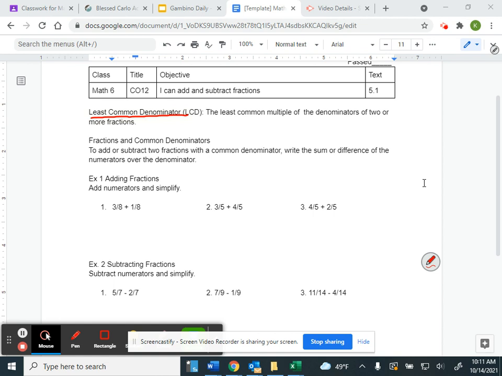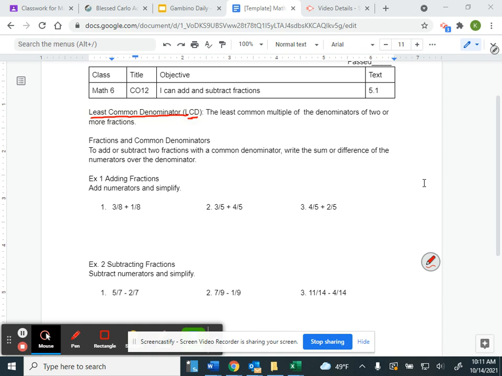We want to find the least common denominator so that we don't have to simplify as much at the end. If it's not the least common and it's a bigger number, like 6 and 8, the least common denominator would be 24, but 6 times 8 is 48. It's still a common denominator. You can do that. You'll just have to simplify more at the end. We want to divide it down to that smallest fraction at the end of it.